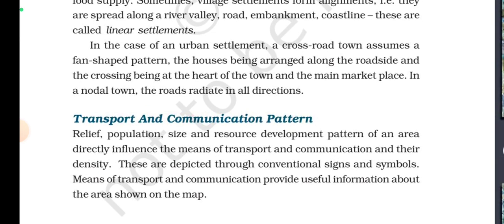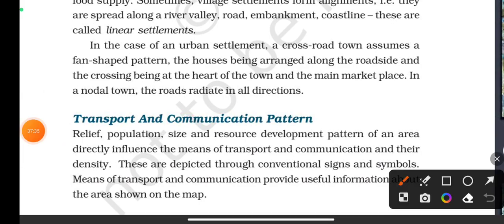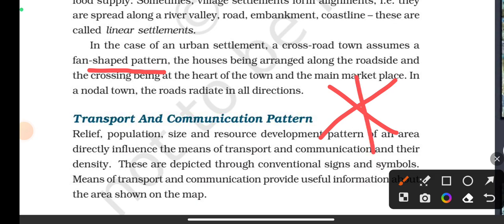In the case of an urban settlement, a crossroad town assumes a fan shaped pattern, the houses being arranged along the roadside and the crossing being at the heart of the town. So this is the heart of the town, and the main marketplace. In a nodal town, the roads radiate in all directions.